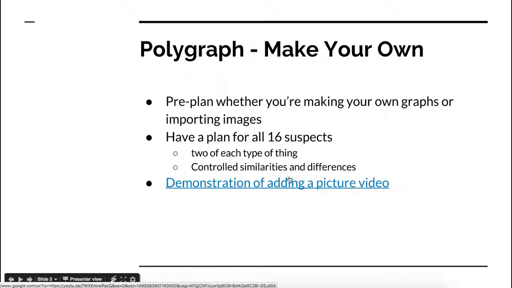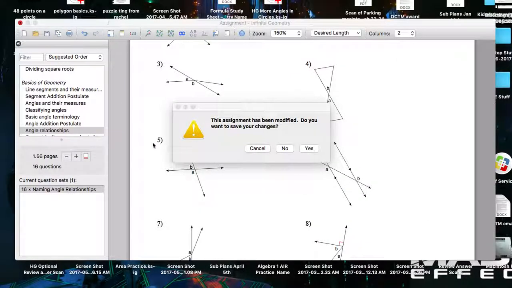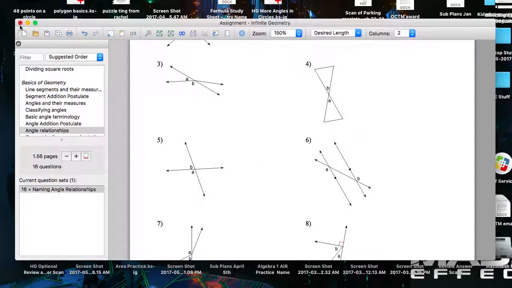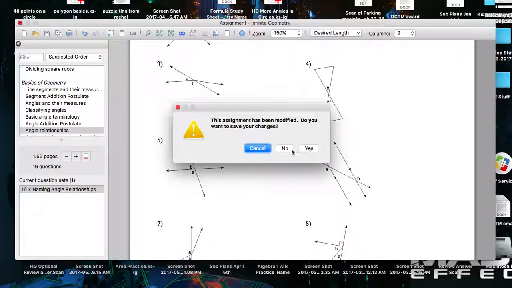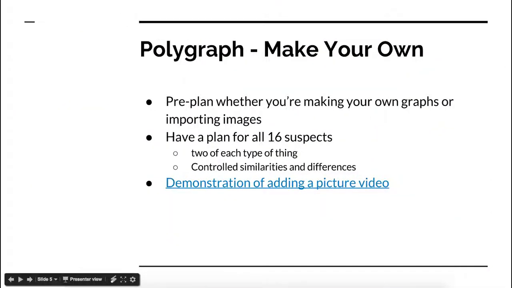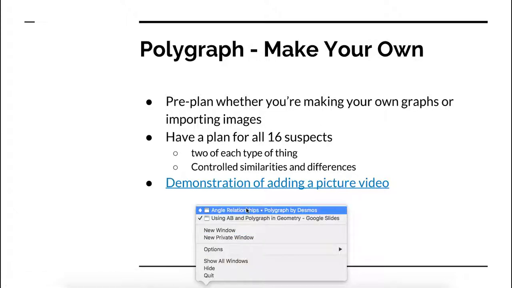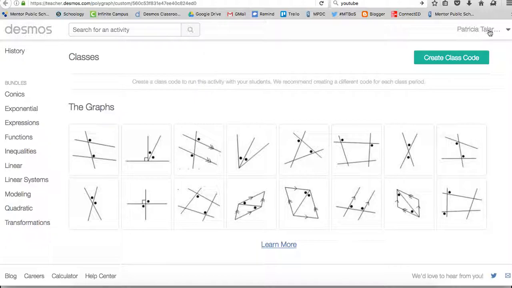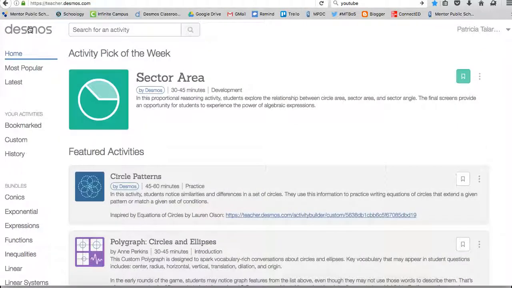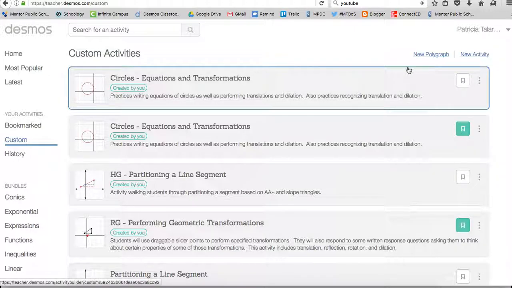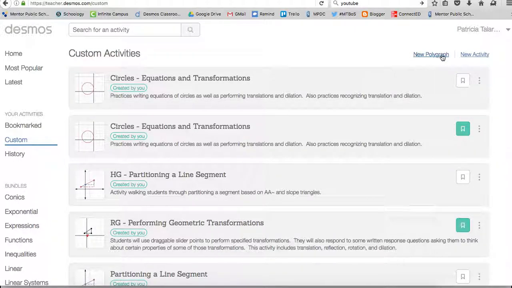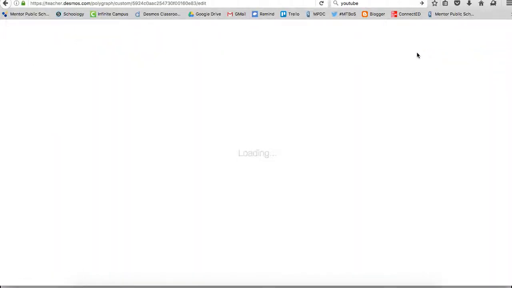I want to show you briefly, when you're making your own, how to go about this. The way you would do it is in Desmos. You would first sign in. You're going to teacher.desmos.com, and you're going to sign in with Google. Once you are signed in with Google, you can go to Custom. Once you're in your Custom screen, you have New Polygraph or New Activity. So let's click New Polygraph.